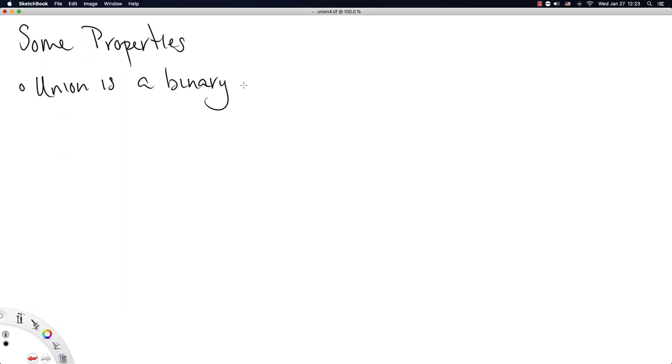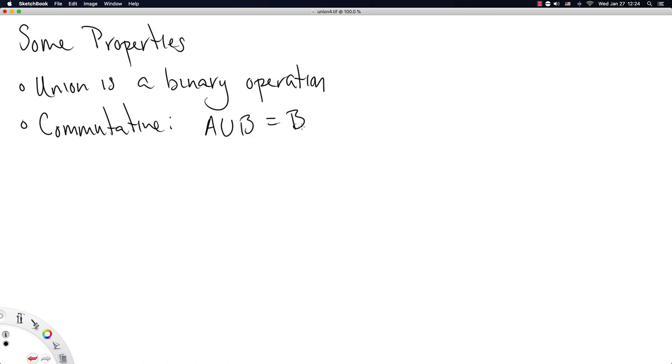Okay. Let's now give some properties. Union is a binary operation. That is, it takes two sets and gives you a new set. Because it takes two sets, it is called binary, and then acts on them. The union is also commutative, as is the intersection. So here we go. A union B is equal to B union A. It doesn't matter which order you write out the two sets that the union is operating on.